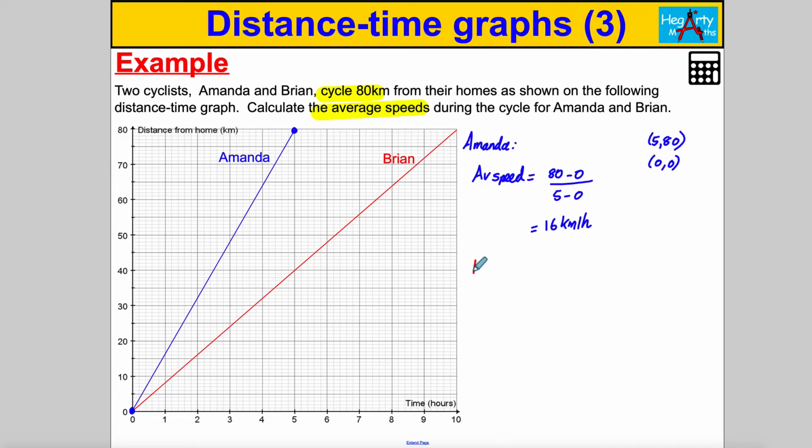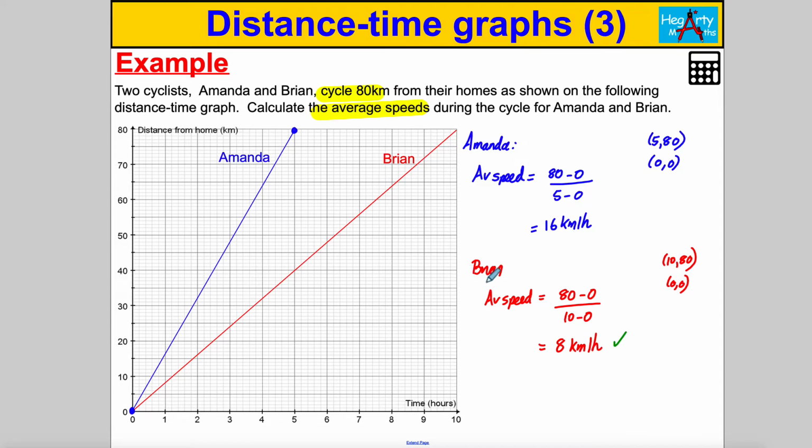And for Brian, well, Brian also starts at 0, 0, and he ends up at 10, 80. So his gradient, or his average speed, let's work out the gradient, is 80 take away 0 divided by 10 take away 0, which is going to give me 80 over 10, which is 8 kilometers per hour.